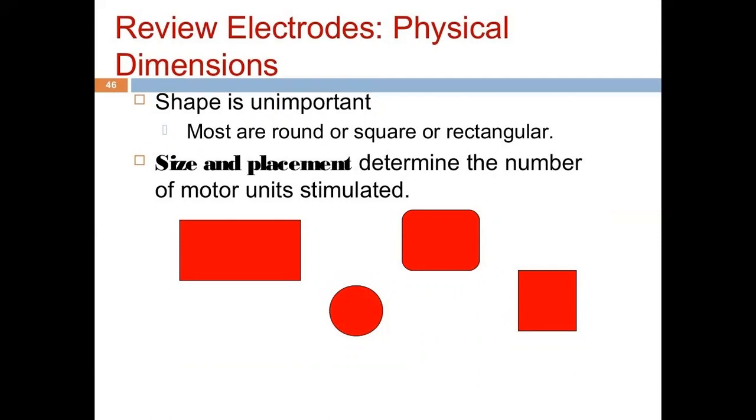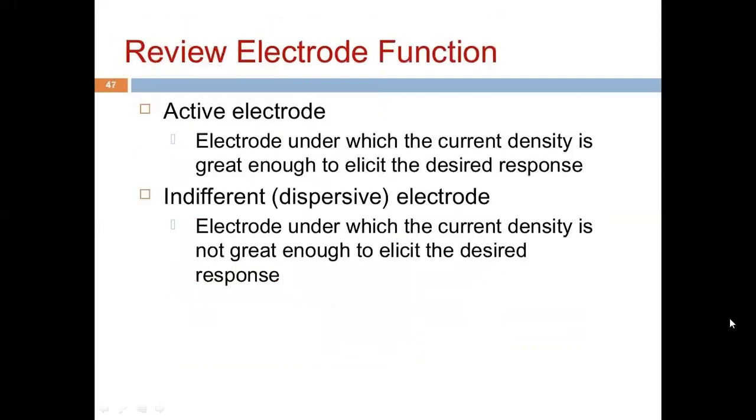Now, the shapes of electrodes, as we see, are rectangular, circular, elliptical, and square. The electrode functions are: the active electrode, under which the current density is great enough to elicit the desired response; and an indifferent, dispersive electrode, under which the current density is not great enough to elicit the desired response.